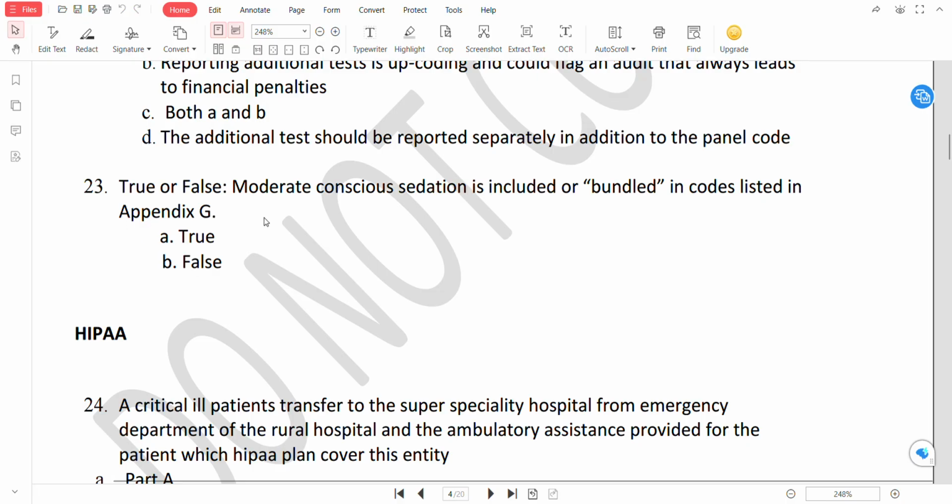23. True or false related. Moderate conscious sedation is included or bundled in code listed in Appendix G. The statement is true or false.